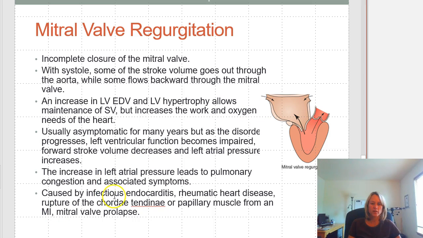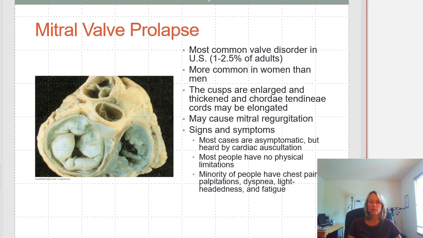And there are a few causes such as endocarditis, rheumatic heart disease, rupture of the papillary muscles or chordae tendineae, as in one of our case studies after a myocardial infarction, or mitral valve prolapse. Mitral valve prolapse is the most common valve disorder in the U.S. and affects women more than men.